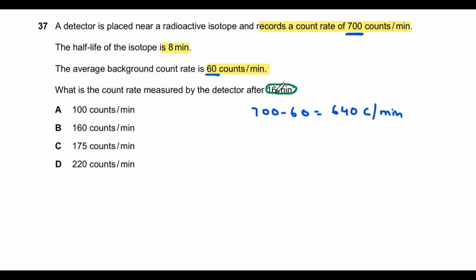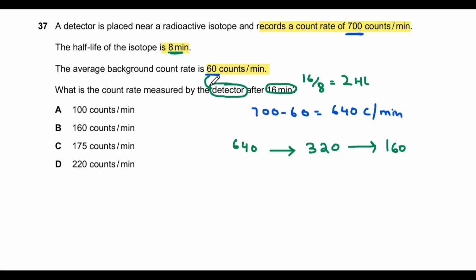How many counts would be after 16 minutes? How many half-lives are there in 16 minutes? 16 divided by 8 is 2. So there are 2 half-lives in 16 minutes. So the original radiation count is 640. After the first half-life, the count would be halved, which is 320 counts per minute. After the second half-life, it would be 160 counts per minute. But we have to measure it by the detector, and the detector also measures the background radiation, which is 60 counts per minute. So you have to again add this 60 counts per minute to our reading. So 160 plus 60 is 220. So 220 counts per minute.